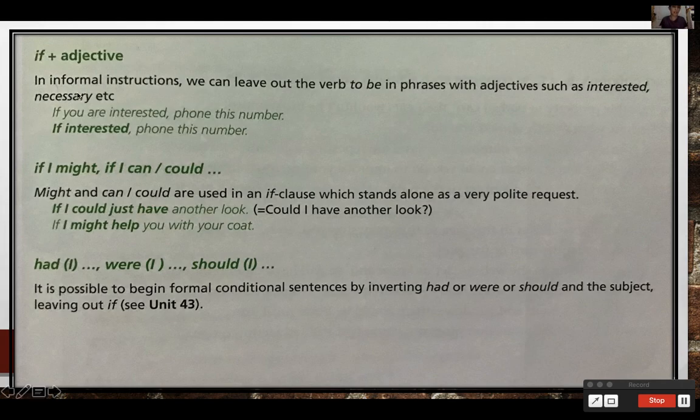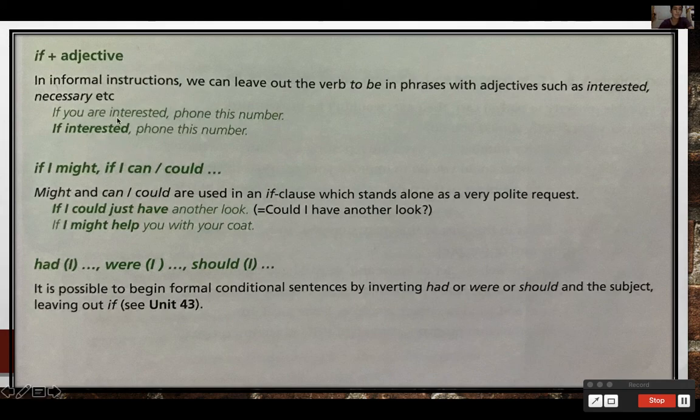If plus an adjective. Okay? In informal instructions, we can leave out the verb to be in phrases with adjectives such as interested and necessary, etc. An example. Informal instructions, okay? In this case, we leave the verb to be out in phrases.